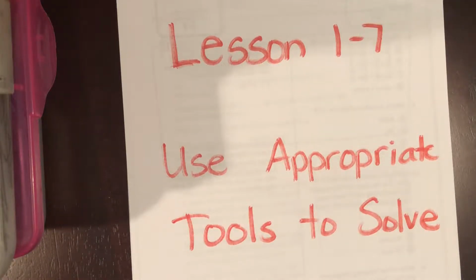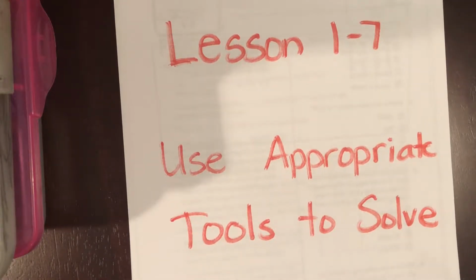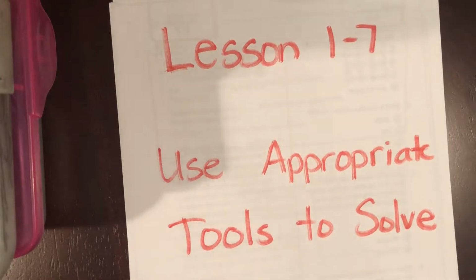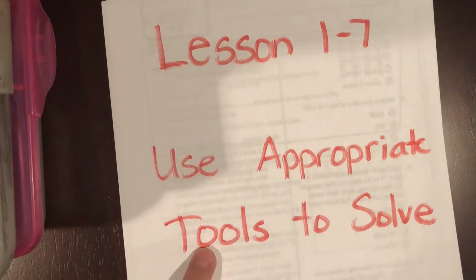Okay, lesson 1-7, use appropriate tools to solve. This is where we put it all together and we look at a problem and figure out how we want to solve it. We've learned number lines, we've learned arrays, we've used repeated subtraction. Which one of these ways, or which tool, do we want to use to solve the problem?